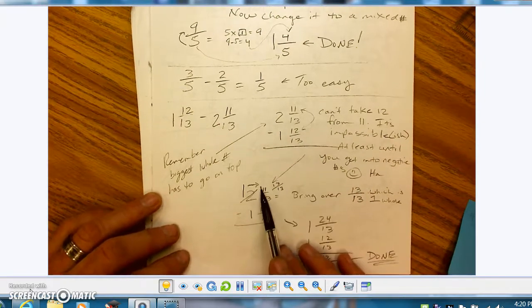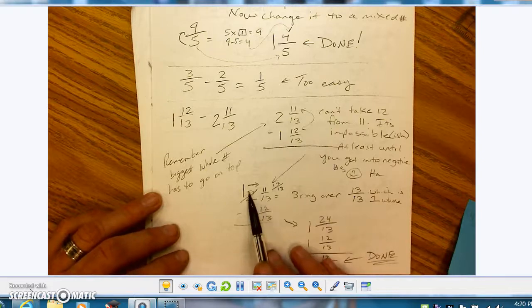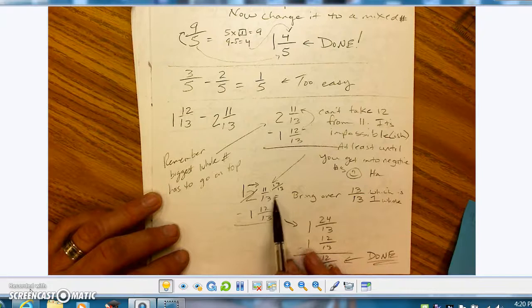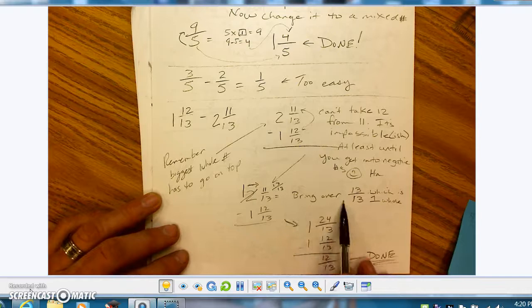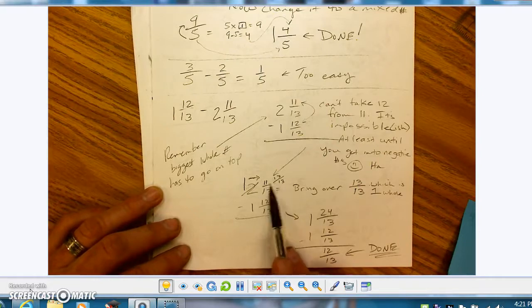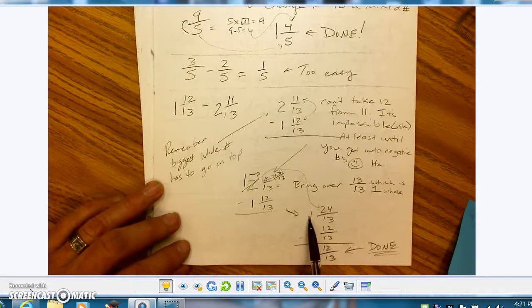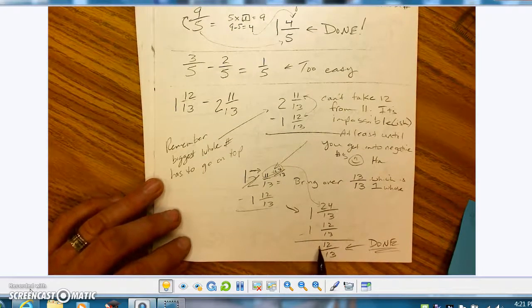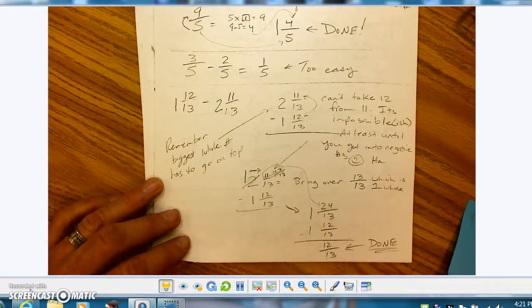So what do I do? Here's my 2. I cross it out and make it a 1. And I'm going to bring over something. I don't want to just bring over, like, 1 and make that 12/13. No. I'm bringing over a whole number. So what's a whole number? When I'm looking with 13ths, it would be 13/13. So I'm bringing over 13/13. When I bring over 13/13, I have to add these two up, this 11 and 13, which ends up being 24. So I borrowed and made it 1 and 24/13. Sounds kind of weird. But now I can go ahead and subtract. 1 minus 1 is 0. I don't need to put it. 24 minus 12 is 12. And so it would be 12/13. All done.